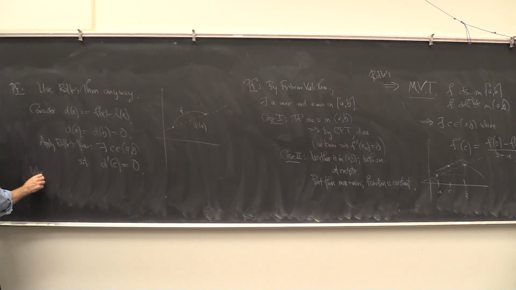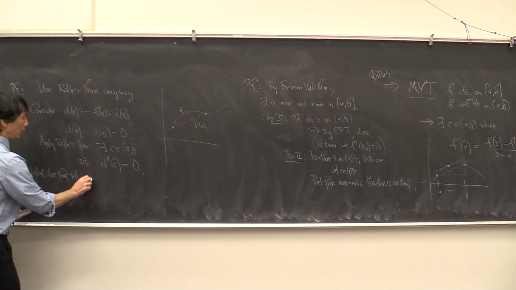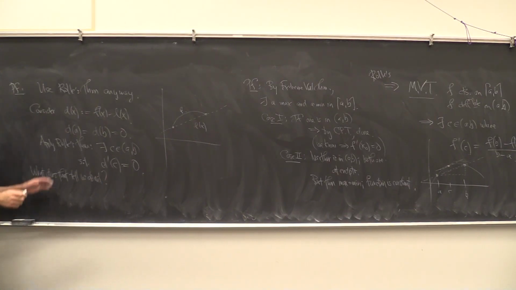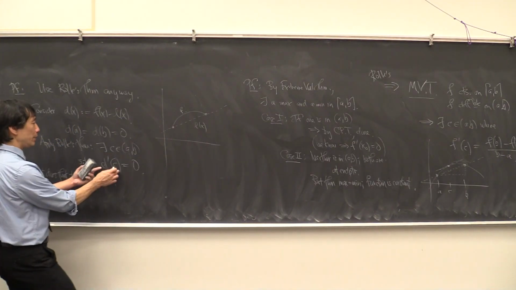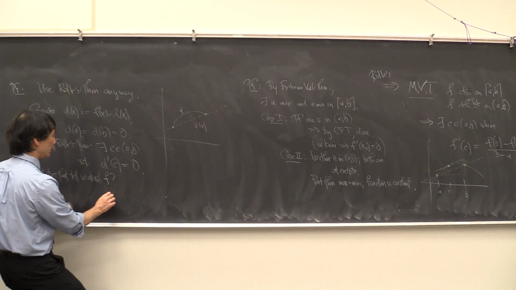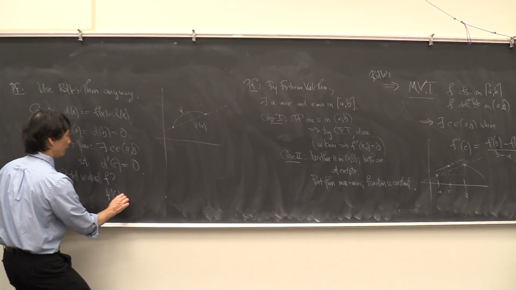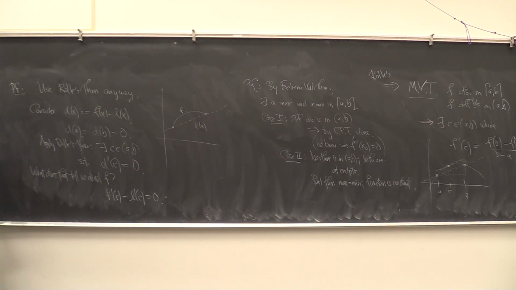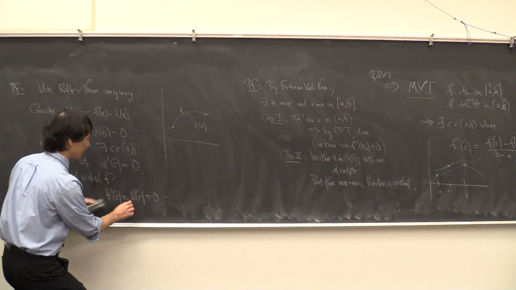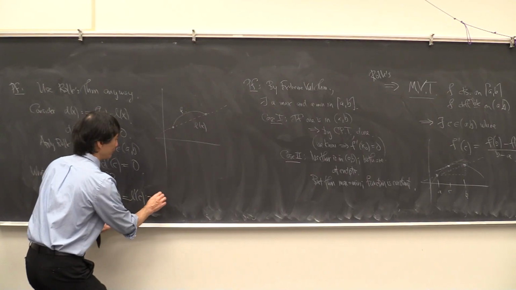What does that tell us about f? Now we translate that back into information about the thing we really cared about, which was f. Remember, d is f minus L, right? So we know that f prime of c minus L prime of c is equal to 0. F prime c equals L prime c, right? And what's L prime c? The slope of the secant line. Exactly.